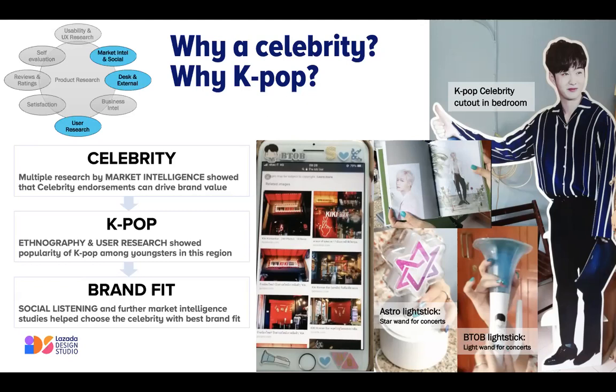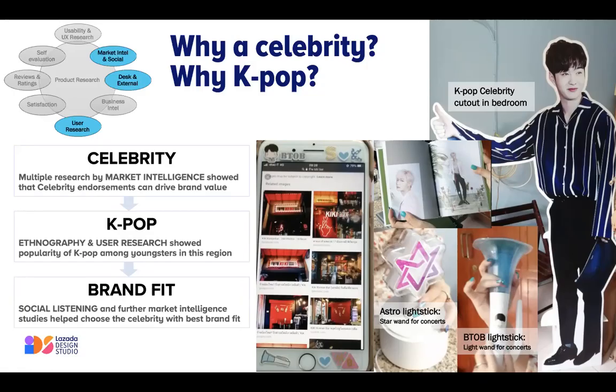And they were actually collecting Astro. This is for Astro, this is BTOB. And you can see one of their phones also has BTOB and the lights as stickers on it. And then it's about how she watches K-pop related videos in her particular country. So this was something which came up.